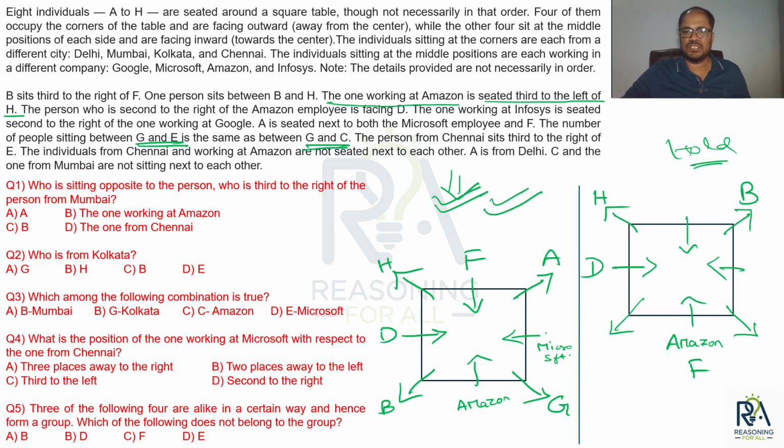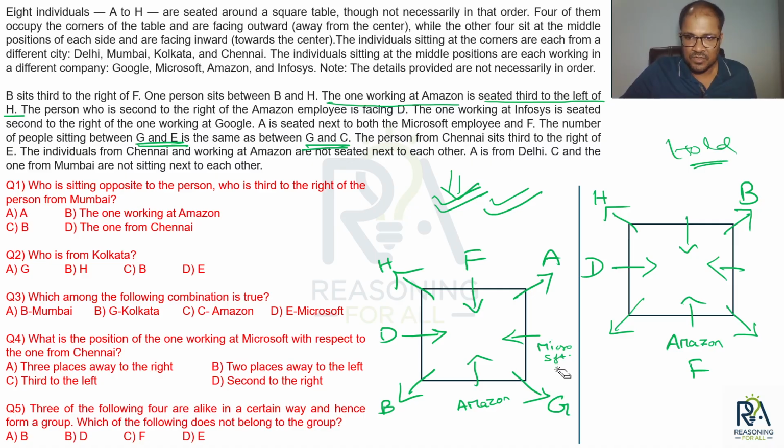The person from Chennai sits third to the right of E. E का position अभी तक final हुआ नहीं है, so we cannot say about that. Hold on. Then individuals from Chennai and working at Amazon are not seated next to each other. Okay, मतलब चेन्नई जो है Amazon के बगल में नहीं आ सकता है. ठीक है. Okay, fine. A is from Delhi.